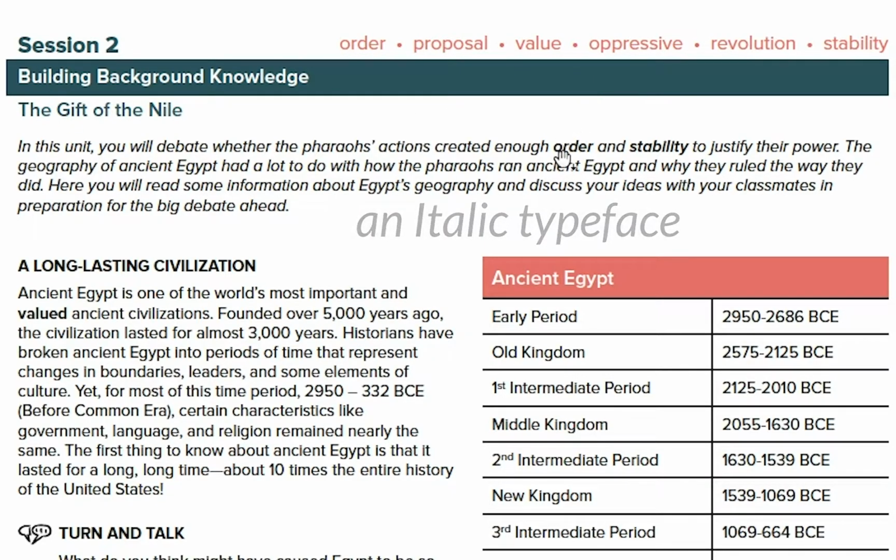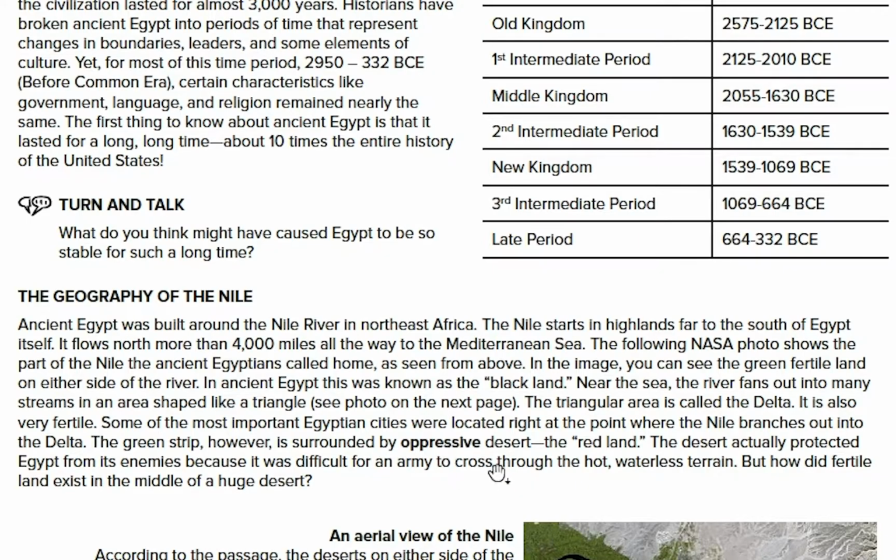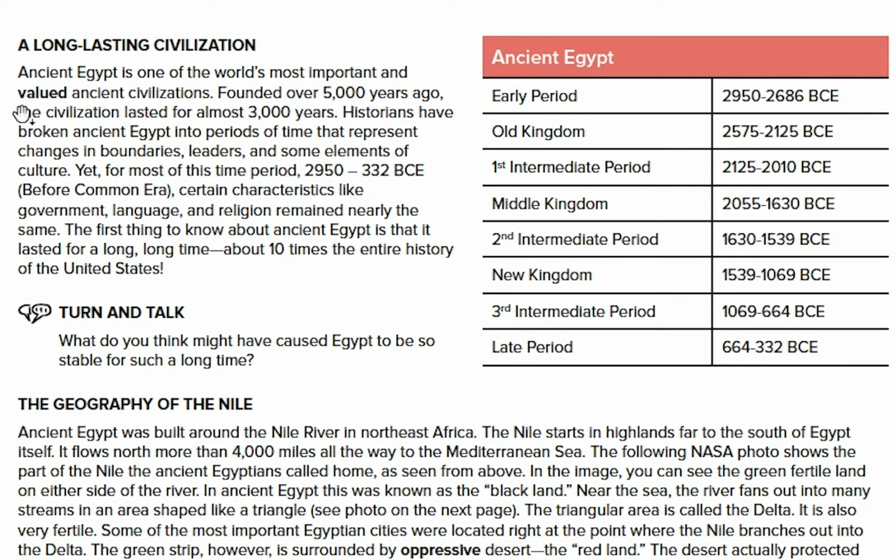Now let's look at what's going on with the words order and stability. You notice that in addition to being italicized, in addition to being slanted like that, they're also thicker than regular text. And we can see this actually throughout the page, like the word oppressive down here. You see my cursor, or the word valued up here. When you make letters thicker and more obvious looking on the page, that's called a bold typeface.